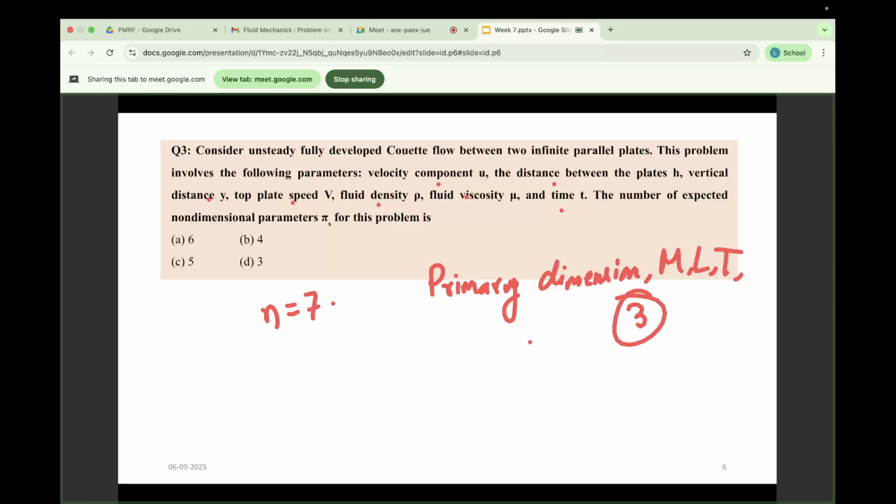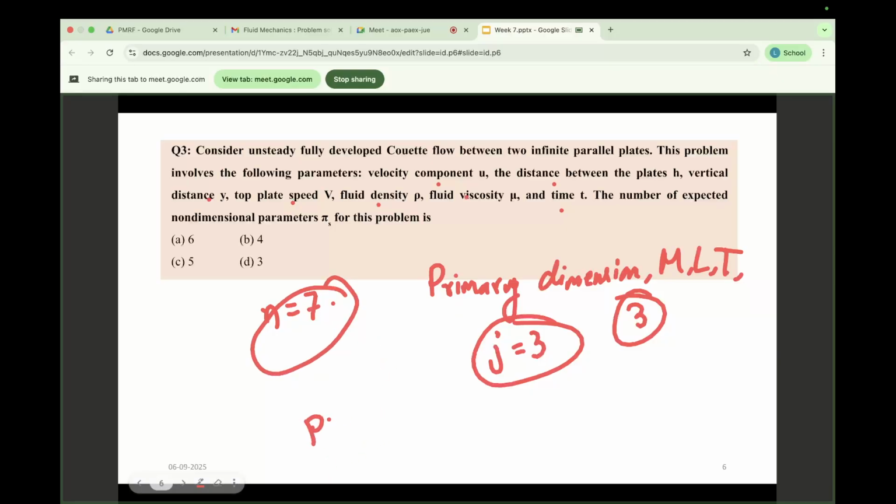So this is 3 quantities and the number of parameters is 7. So I represent the primary dimensions as j equal to 3, and the number of elements is 7. What will I get? I will get the independent dimensionless groups p equal to n minus j. So n is 7, 7 minus 3 is 4. So the correct option is 4. See how you are able to check what elements are there.